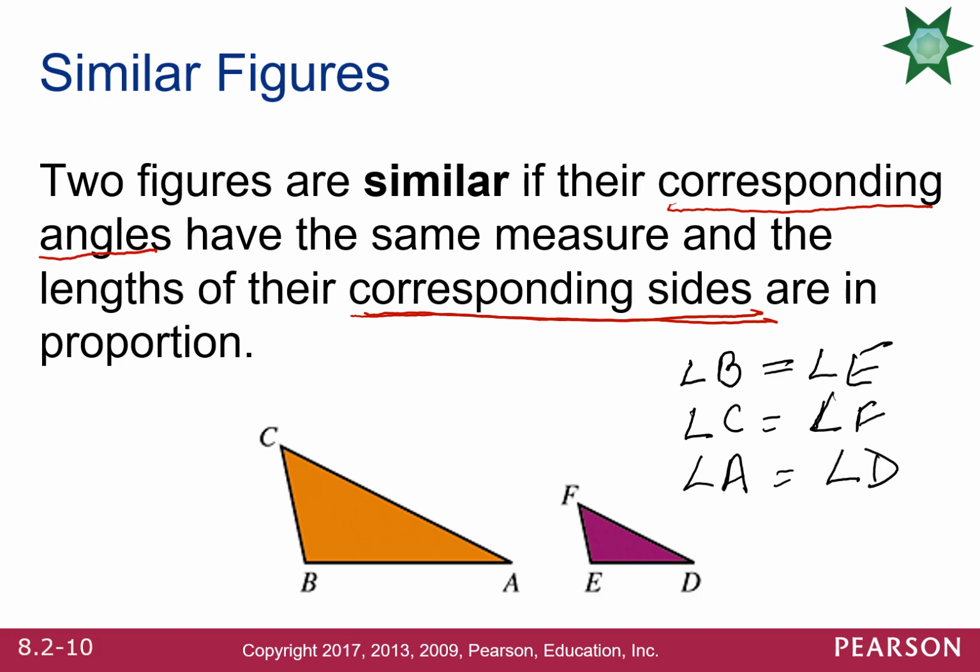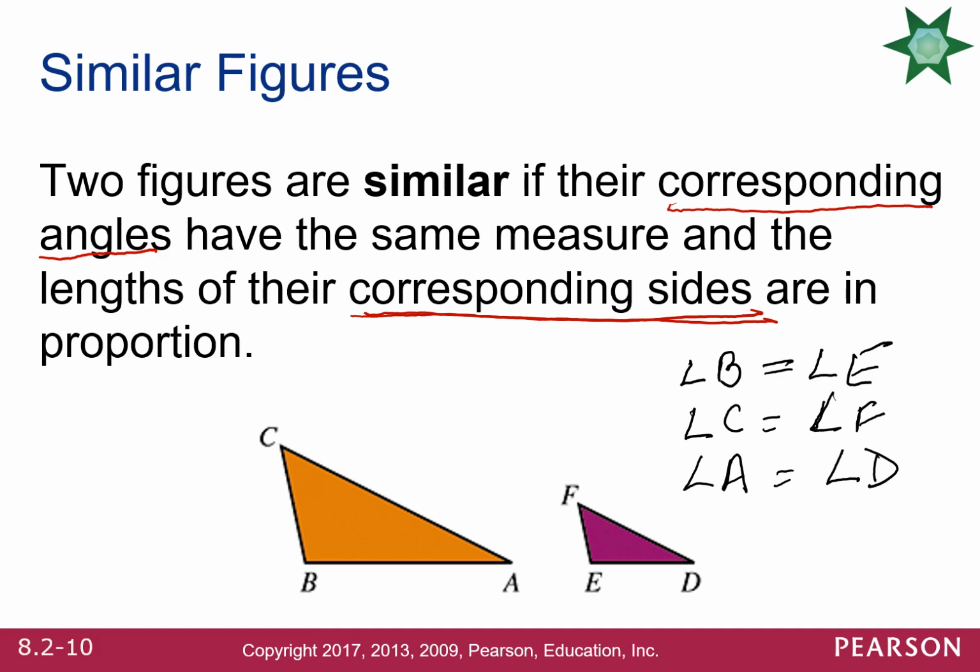All right, so given that they are similar figures, we have to know first of all that they are similar figures. If that is true, then their corresponding angles will be equal to each other, and the corresponding sides will be in proportion. Obviously, the sides are of different length, but they will be of a certain proportion.